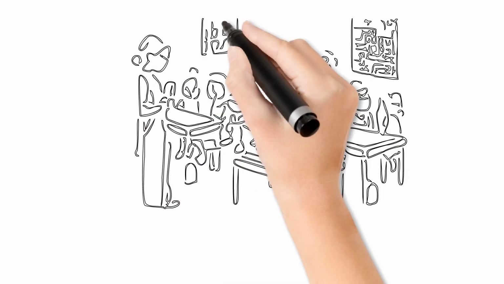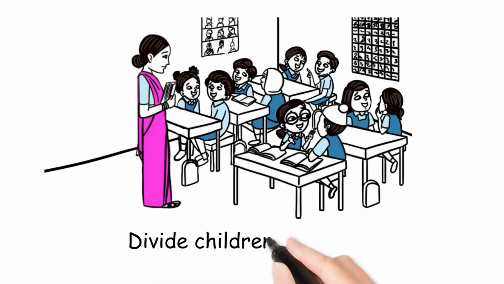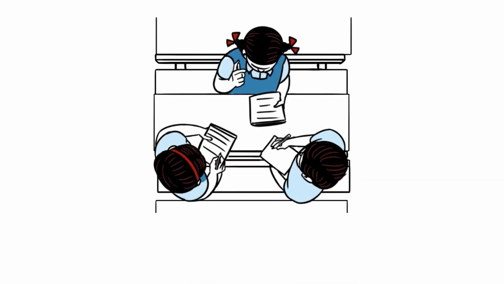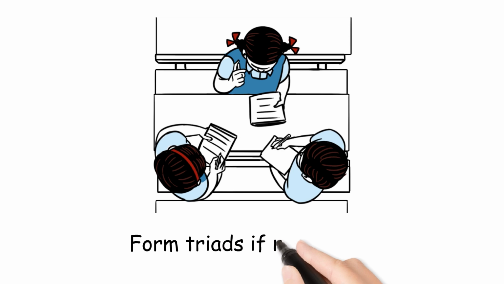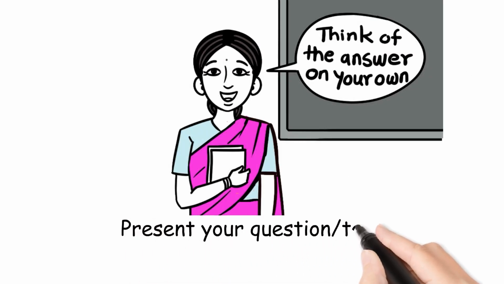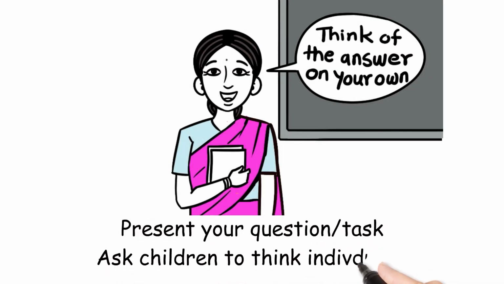After you have decided your question, divide the children into pairs. In many classrooms, children may already be seated in pairs. If there is an odd number of students in the class, you can have one or more triads. Then present your question or task and ask the children to think over it individually.